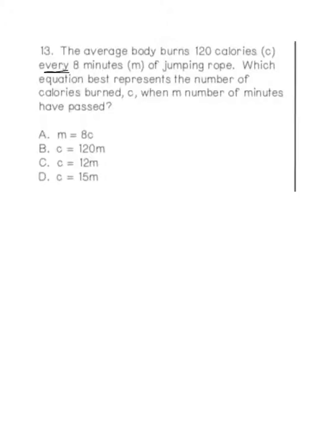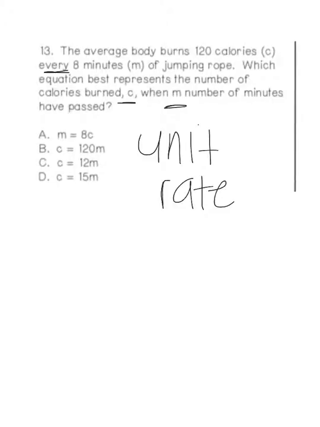Which equation best represents the number of calories burned, which they're telling you to use that variable C, when M number of minutes has passed. So I know that they want me to find kind of a rule. So for every minute, how many calories are burned? Well, I know that for every 1 minute, that's going to be finding our unit rate. So again, I can use my proportional reasoning.